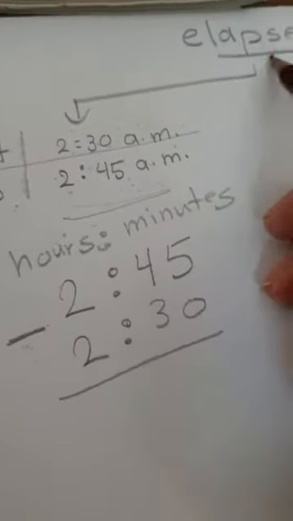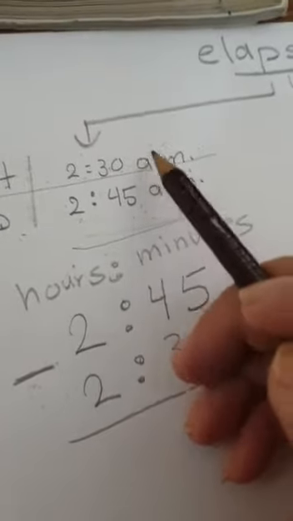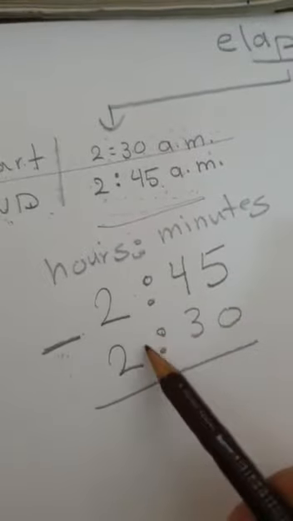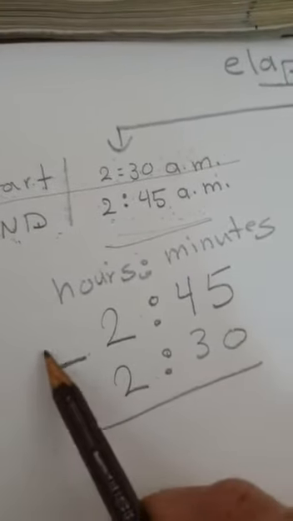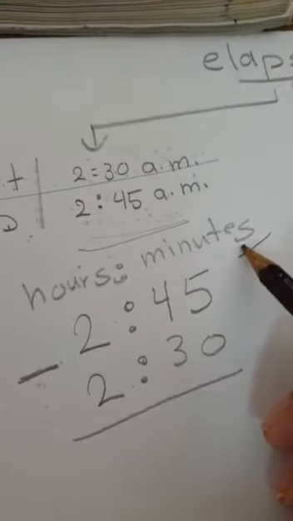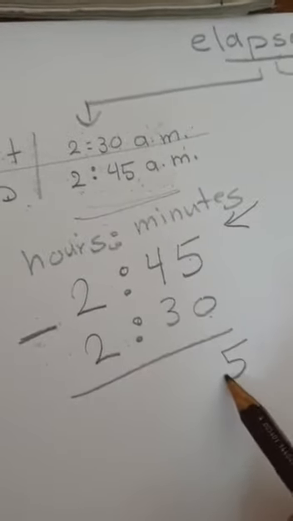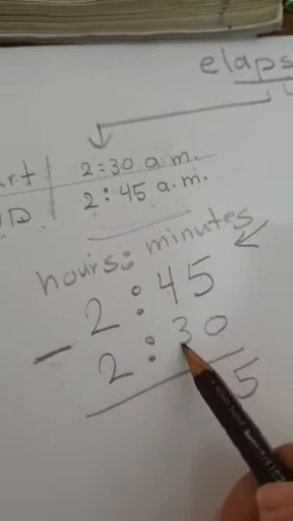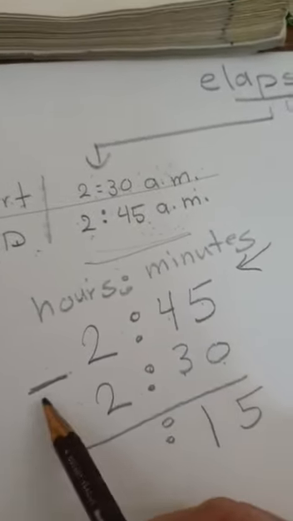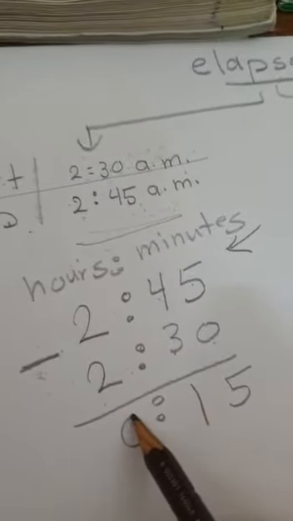Because elapsed means the difference between two times. And when we want the difference between two numbers, we use what? Minus. So we will minus them. As usual, we will start from the right side. 5 minus 0, 5. 4 minus 3, excellent, 1. Don't forget, this is minus. 2 minus 2, 0.